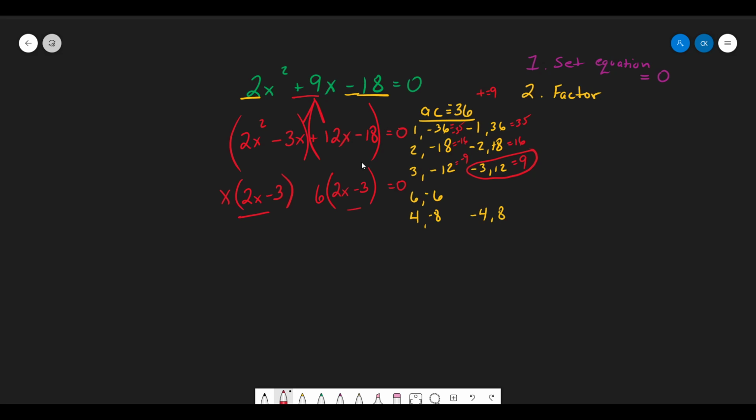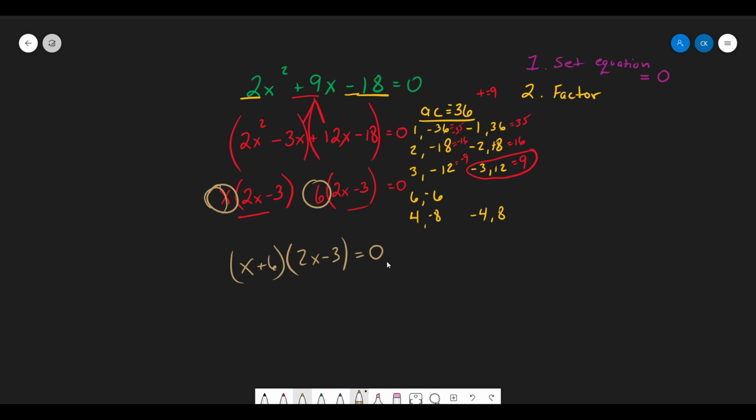Again, I see a twin, so I'm going to rewrite it as the GCFs, x plus 6, and the twins, 2x minus 3. Don't forget the equal 0. So now I have factored this out.